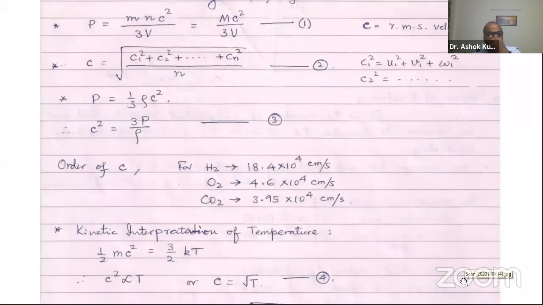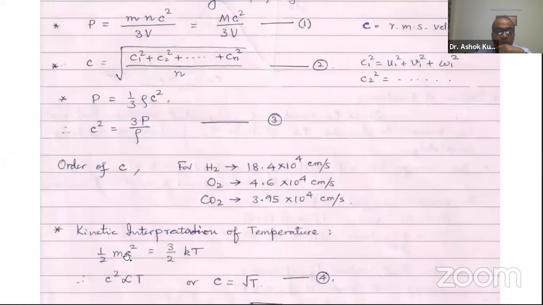Now from here, the kinetic interpretation of temperature. Now these are the formulae which are given. Numbers are important in the sense that brief numerical problems could be asked, to be solved with the help of these formulae. Now, kinetic interpretation of temperature. So, half m c square is equal to 3 by 2 kT. Now, from where did this 3 by 2 kT come?